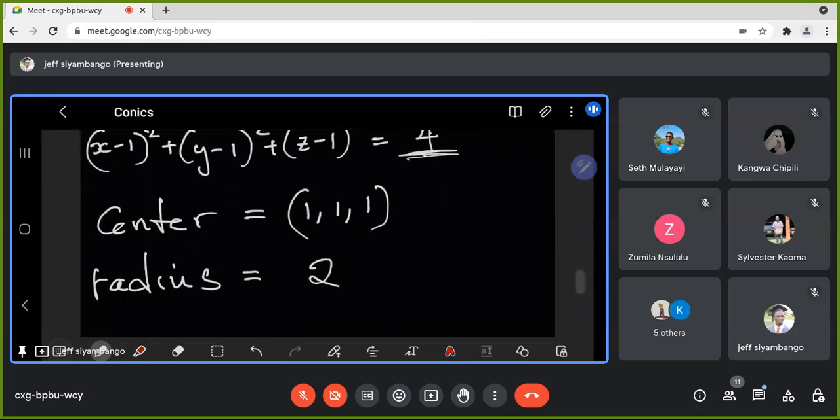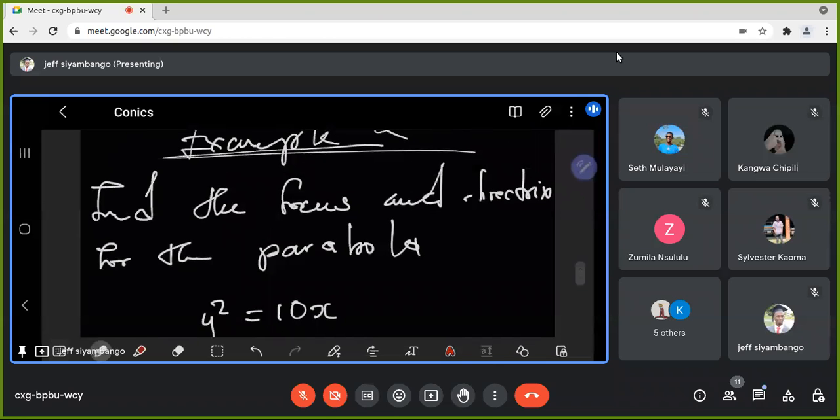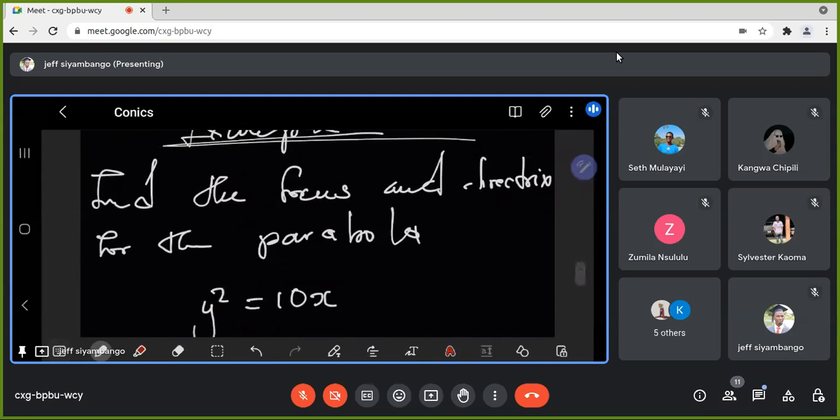Okay, let's try to find more questions this time around. Let's see if we can find something on the parabola. Have you guys found anything? Consider a case like this, where we have an equation like this. We just want to find where the focus is and also what the directrix of the parabola is.